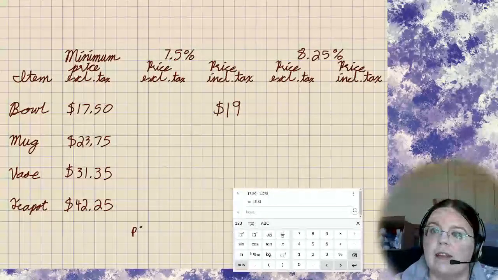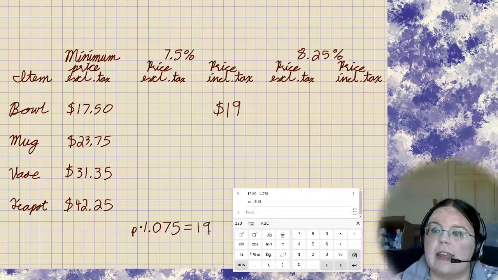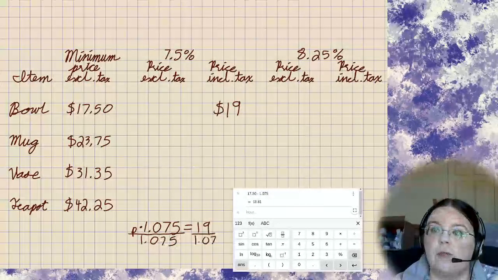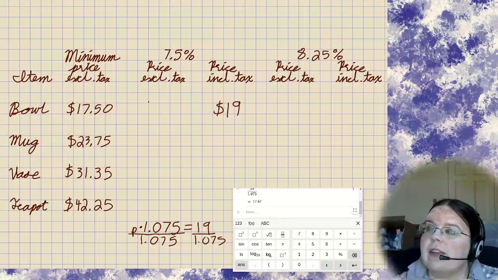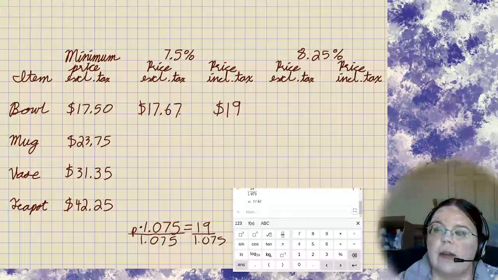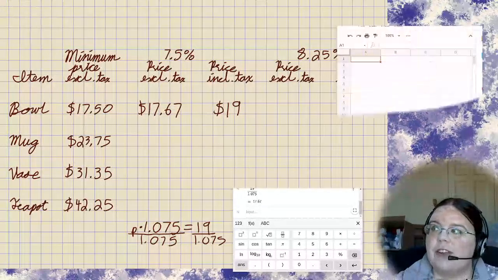The price times that growth factor, 1.075, needs to equal 19. Then we just divide that out the usual way for algebra. So 19 divided by 1.075, $17.67. Now I see we have several of these to do. Spreadsheets are great at that.